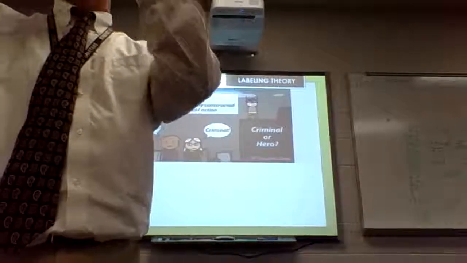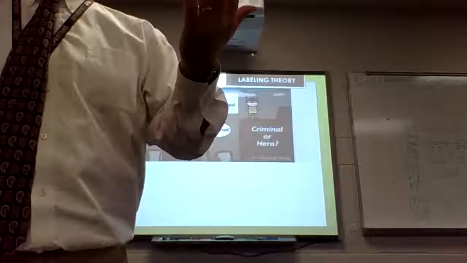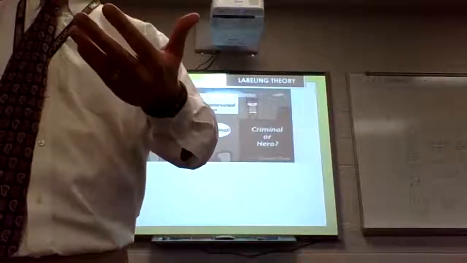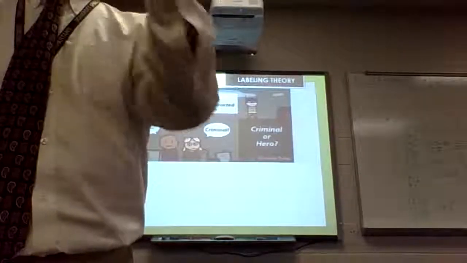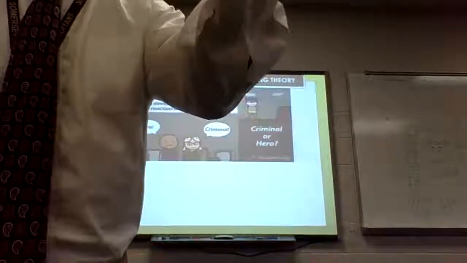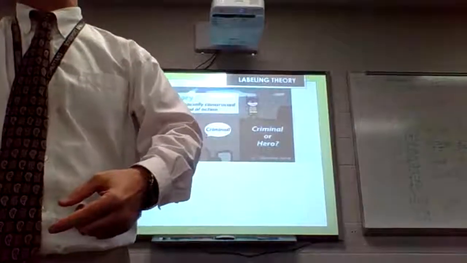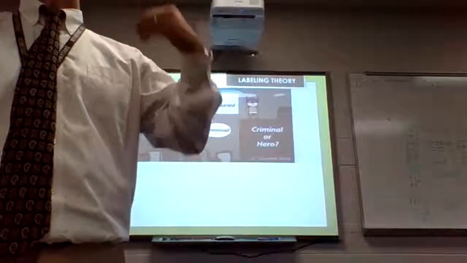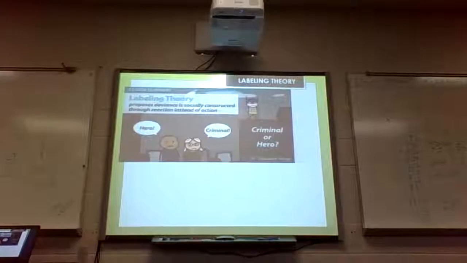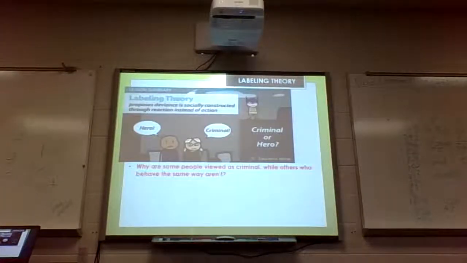Understand that they both engaged in rule breaking. Reggie was breaking the rules and Bill was breaking the rules, but I treated one as a criminal and the other one as not a criminal. I labeled one criminal. That's why Jimmy's a criminal, because he's been labeled a criminal by the observer. The observer has labeled you a criminal. Why are some people viewed as a criminal while others who behave the same way aren't?